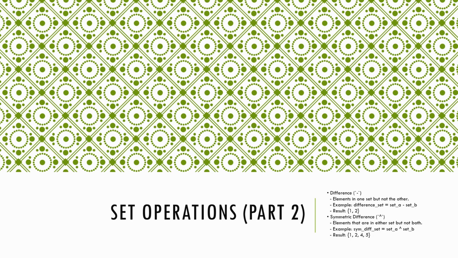The symmetric difference, denoted by a caret, gives elements that are in either set but not in both. So set A caret set B will return 1, 2, 4, 5, which are elements exclusive to each set.